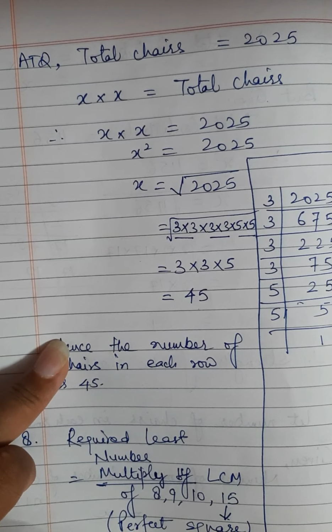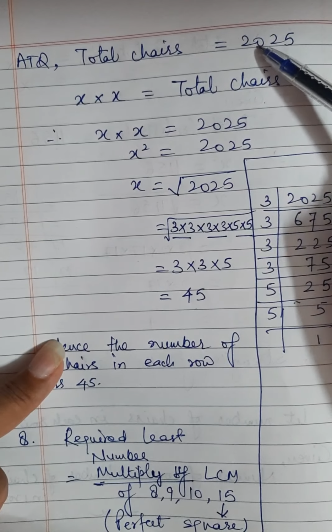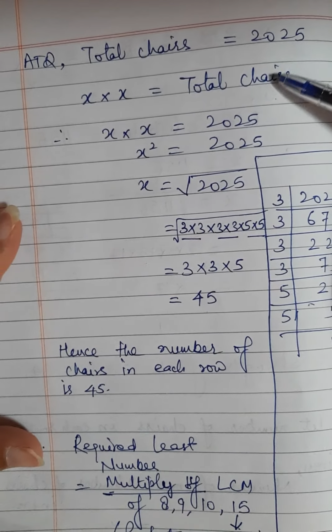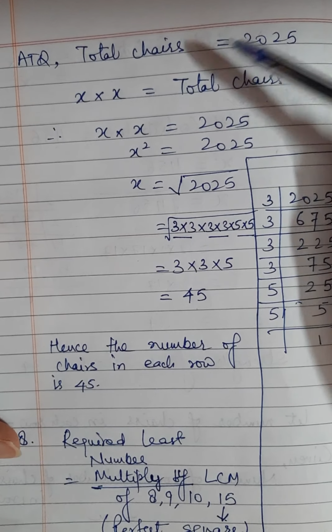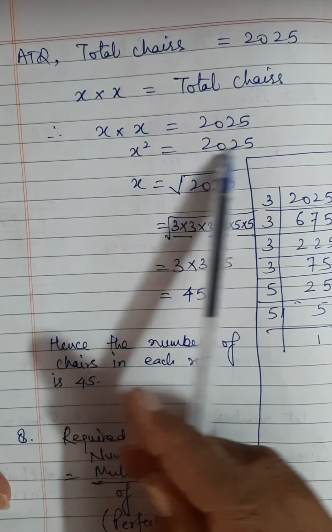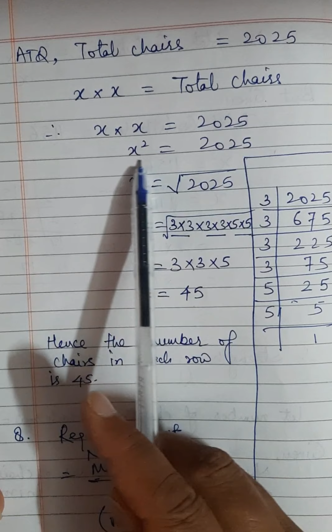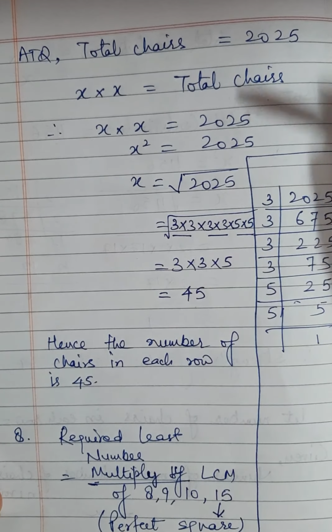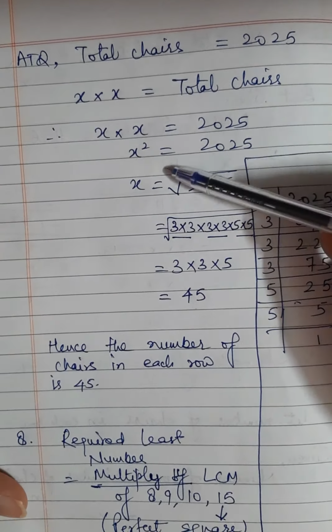It is x into x equals total chairs. Now we can equate this, because both are representing the total chairs. So x into x is equal to 2025, or we can write x squared is equal to 2025. So there we get x is equal to under root 2025. Now find the factors of 2025.